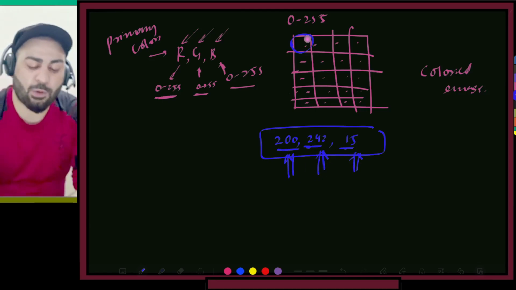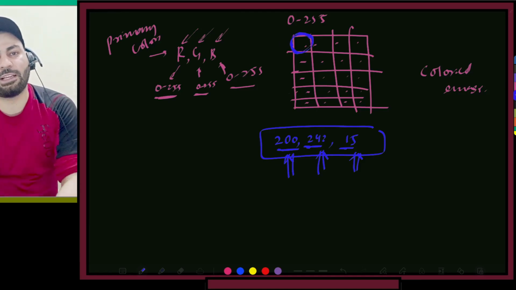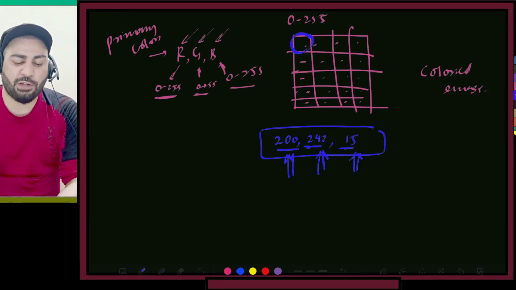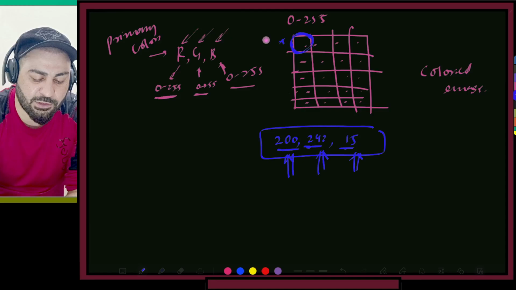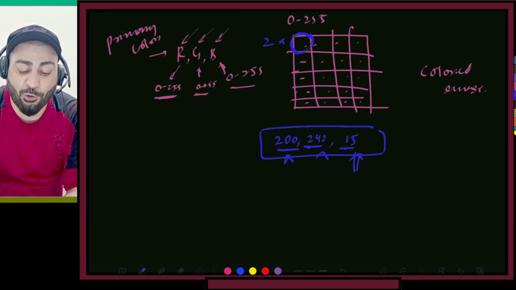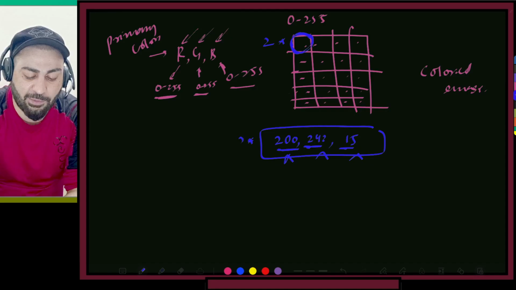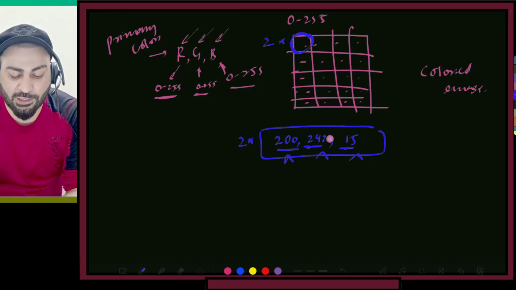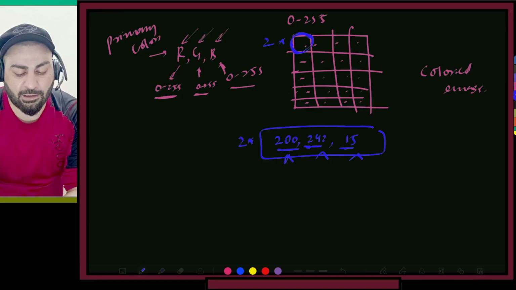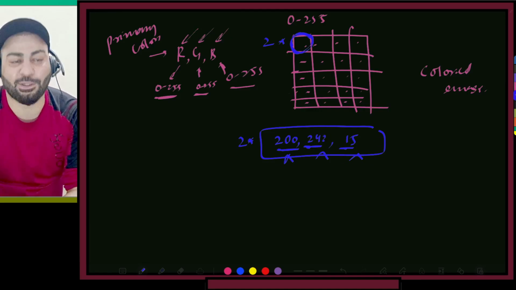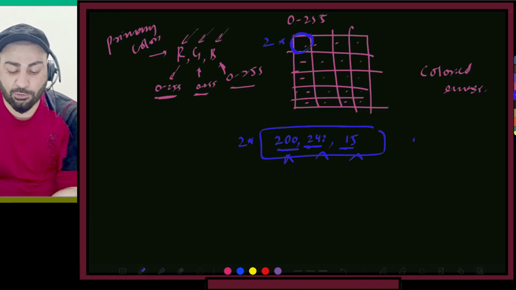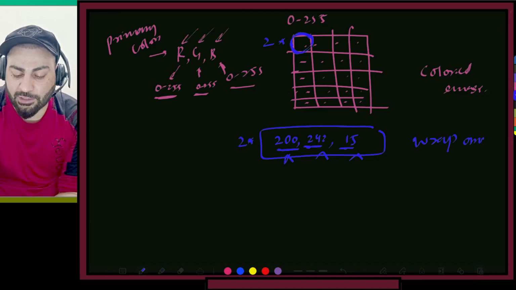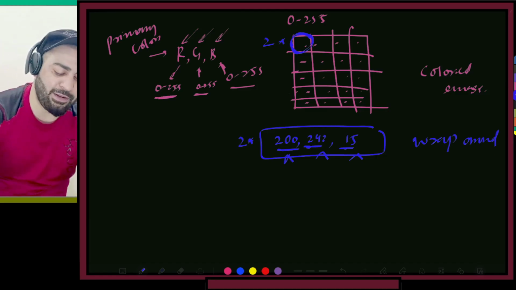So what I'm saying is each pixel is represented by 3 numbers. Now if you are scalar multiplying that pixel by, let's suppose, 2, you can tell me, oh, 2 will make it larger. So if you multiply it by 2, it will become 400, this will probably become 484, and this will become 30. But this is not in the range. So what we do is what is called wrap around. We wrap around in this case, because the acceptable value is only between 0 and 255.